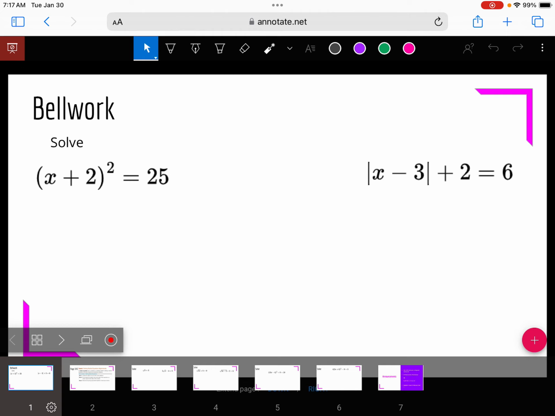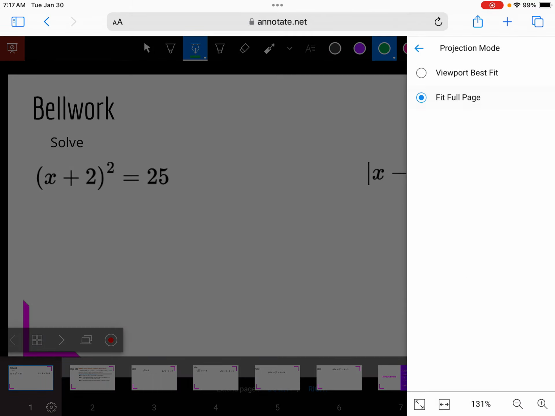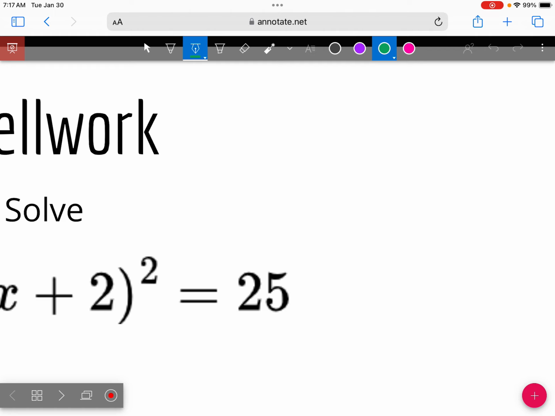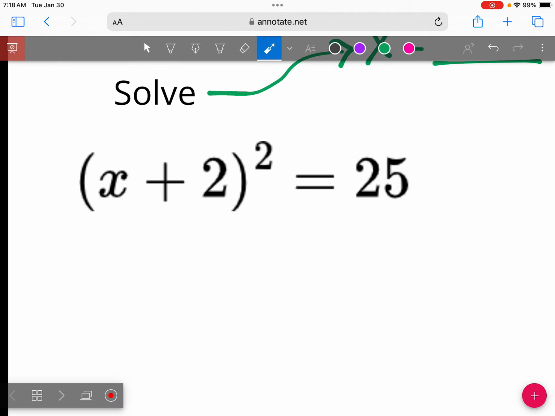So we were asked to solve here. When it says solve, what that means is get to where it has an x equals. So solve means our goal is to get x equals something. That's what the goal of solve is. So on this first one, what can I do to try and get the x by itself?